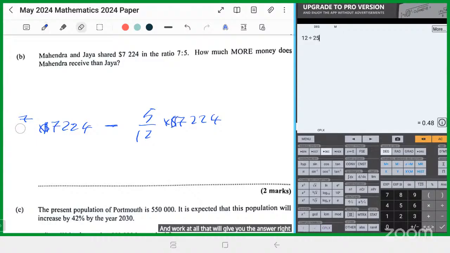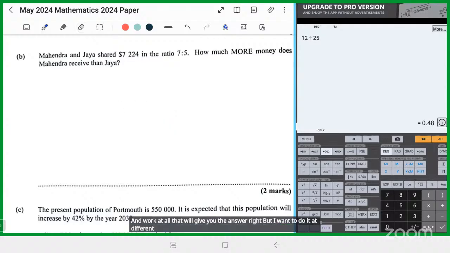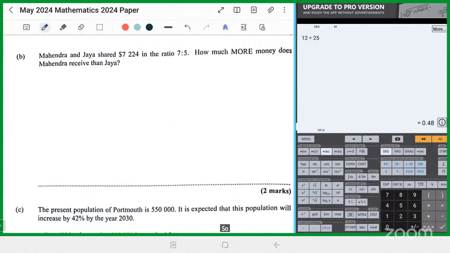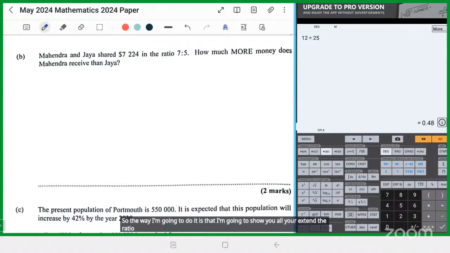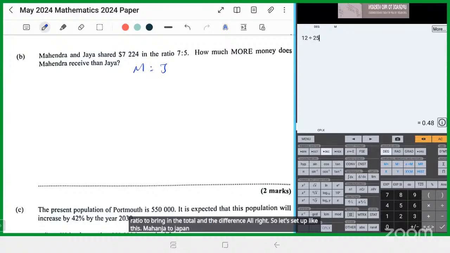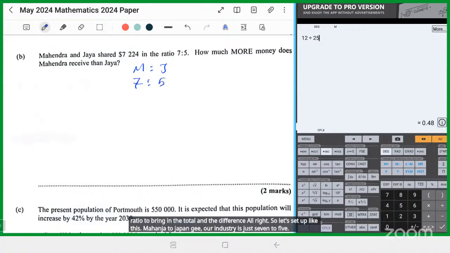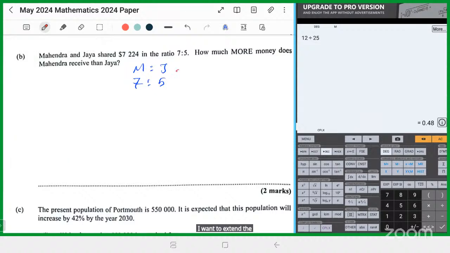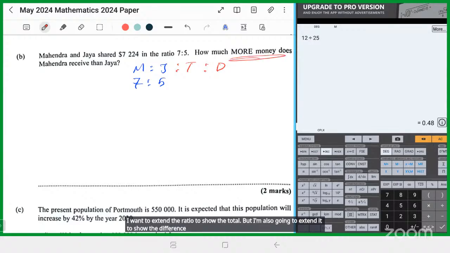But I'm going to do it a different way. If you did it that way, no problem. The way I'm going to do it is to show you how you extend the ratio to bring in the total and the difference. All right? So let's set up like this. Mahendra to Jay are in the ratio 7 to 5. I'm going to extend the ratio to show the total, but I'm also going to extend it to show the difference, because the question is asking me about the difference.